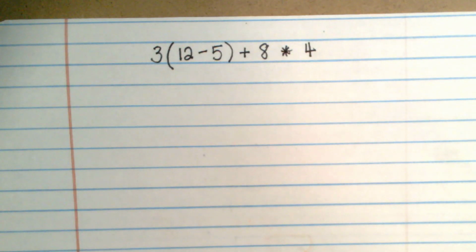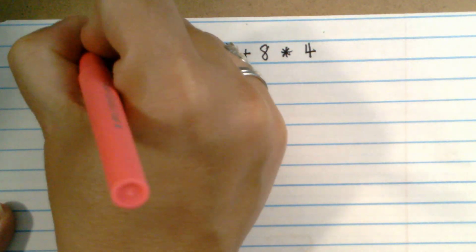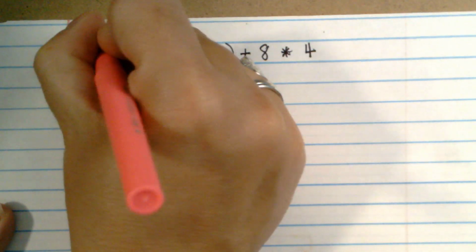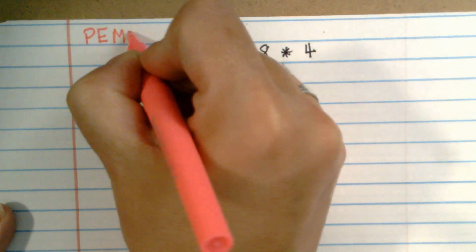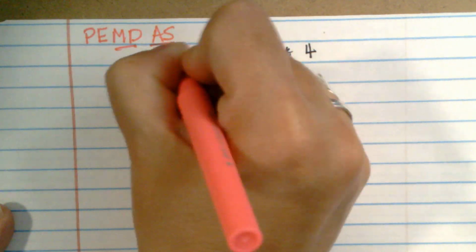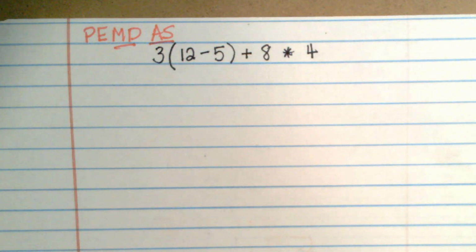Please write this problem down. I'm going to remind myself of my order of operations. Parentheses first, exponents next, multiplication and division in the same step, addition and subtraction. Okay, try to do this problem without me. Let's see if we get the same answer. Pause the video, figure it out.